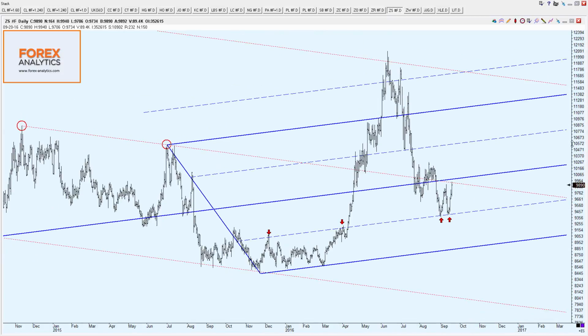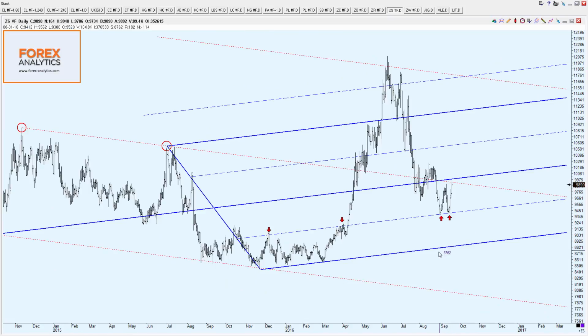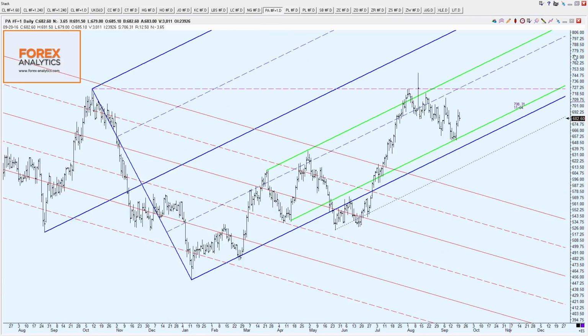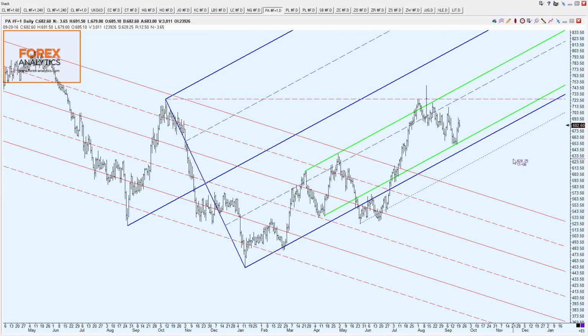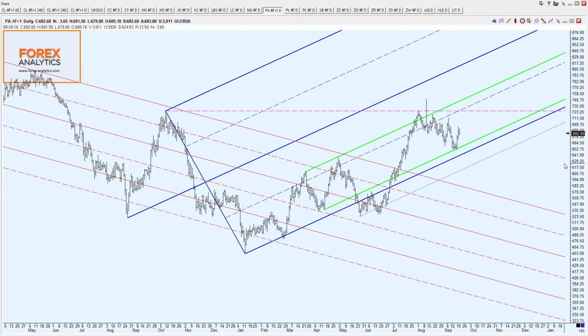Is that all right? Okay. Can I look at palladium? Yeah, no problem. Palladium is another one of the ones that we cover in the metal service. Not a lot of people look at palladium, but it's been running really nicely. I'm not too concerned by the fact that we dipped outside the fork here. We're still tending to move to the upside in the line of the fork.